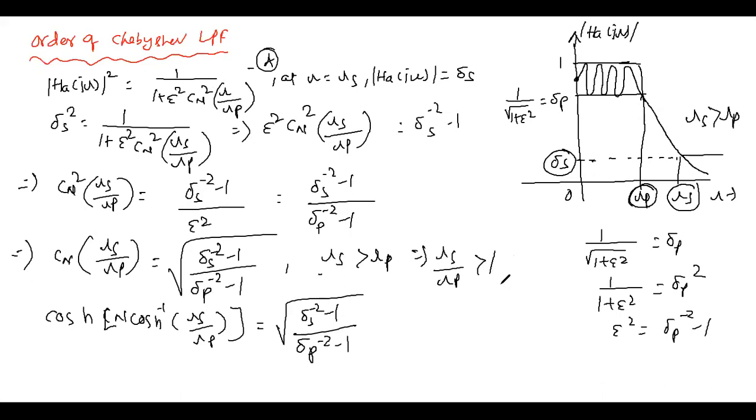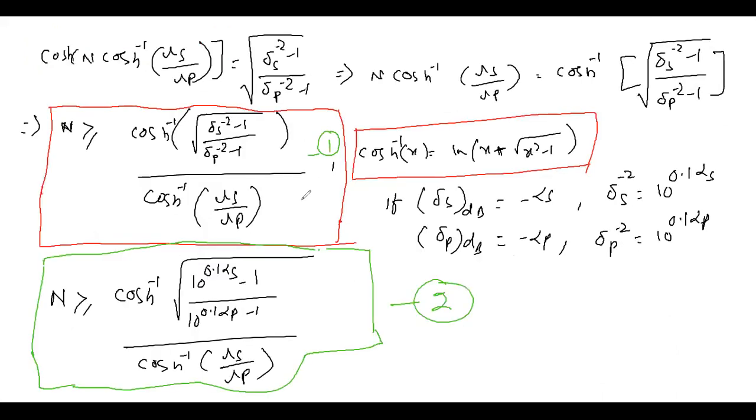Yes, sir. Okay. Now, this is the formula to find the order of the Chebyshev low pass filter. You have to use this one. This is cosh inverse x equals ln of x plus root over x square minus 1. Here, what does x mean? Is this inside part x, or this inside part x?